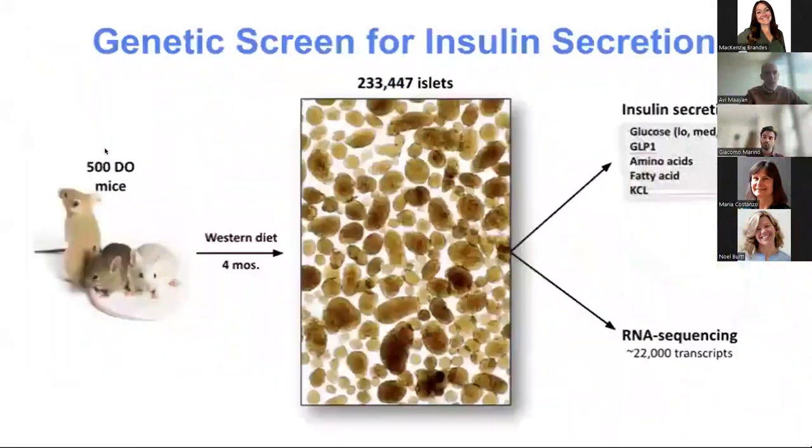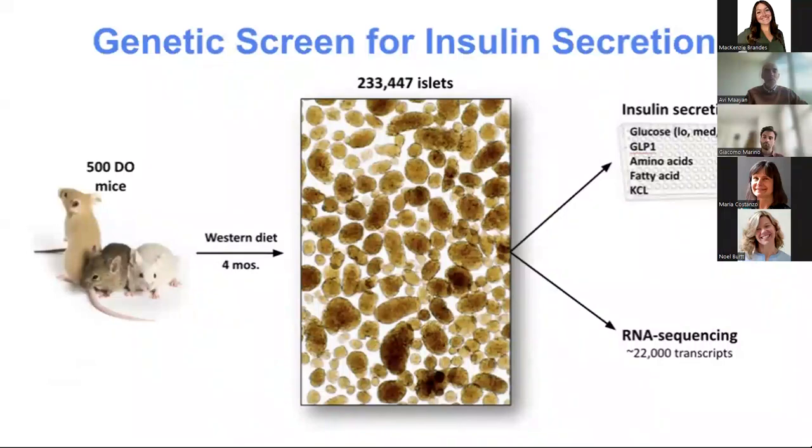What they've done is take islets out of those mice, and they want to see how well those islets produce insulin. So they applied different assays, first to profile the islets for their ability to produce insulin, and they also did RNA sequencing of those islets. So for each mouse, they have an RNA-seq sample, from those 500 diverse mice.